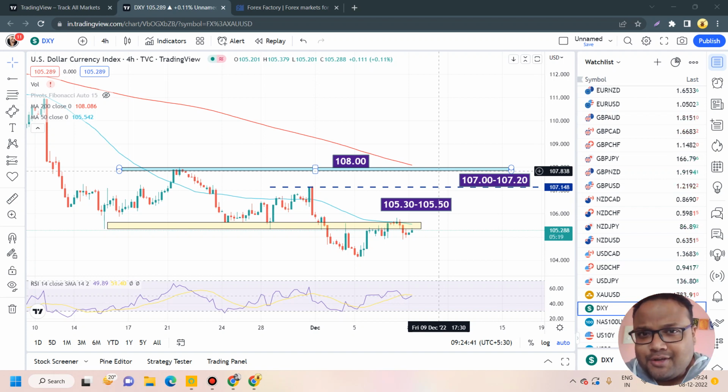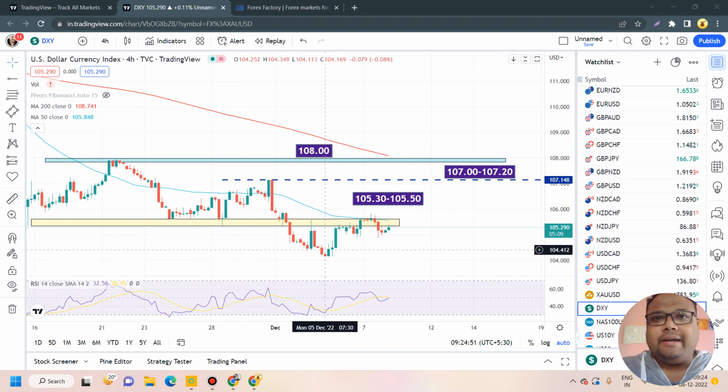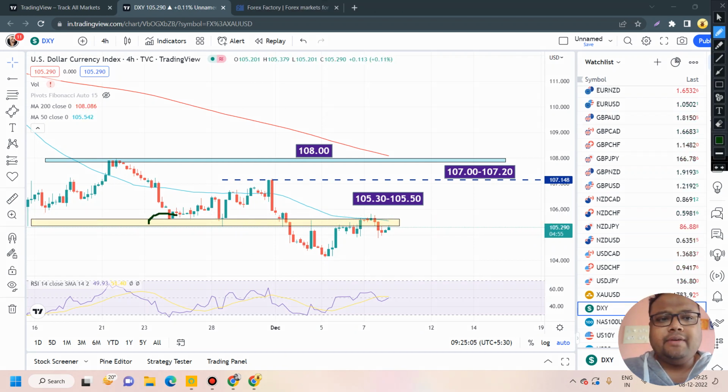So this is the 4-hour chart of DXY, the US dollar currency index. As we all know, DXY has been in a downtrend for the last couple of days, but DXY recovered here. We can see that DXY is giving its best fight to go up and recover further. But DXY is facing trouble around the 105.50 level, which was previously the support for the market and right now is acting as the new resistance here.